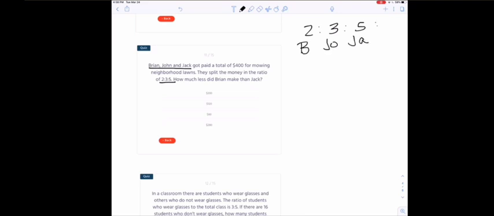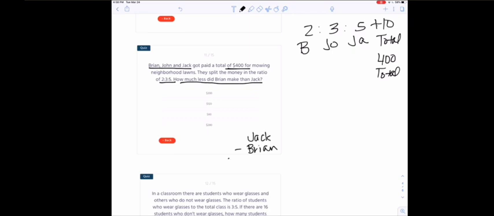And my total, 2 plus 3 is 5 plus 5 is 10, okay? And this is my total. Now, what does it give me? It gives me what they all made together. So it gives me the total, 400. And it asks us, how much less did Brian make than Jack? This means we have to subtract, okay? We have to do Jack minus Brian. Okay, so let's solve for Jack and let's solve for Brian, and then we'll subtract them.